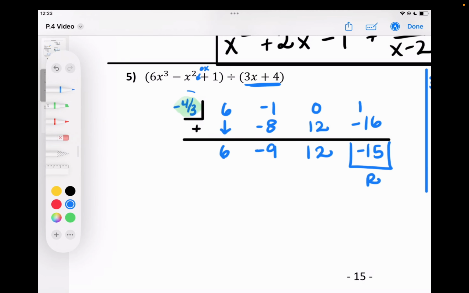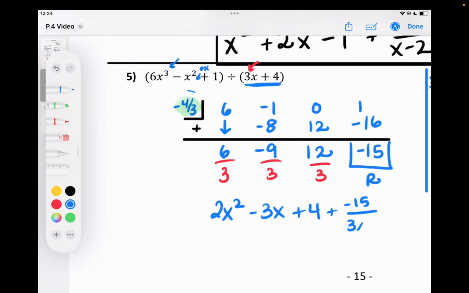So that's the last step you have to remember. It's not a hard step, but you do need to remember to do it. So we need to divide by 3 on all of those. And then you've got your answer. So remember, this first one will be our x squared because we're going down by 1 exponent. So this would give me 2x squared. Then we have a minus 3x plus 4. And then we've got our plus negative 15 over our divisor.